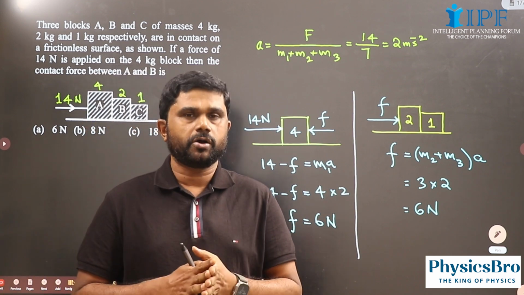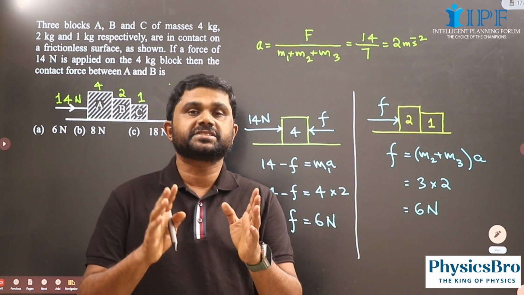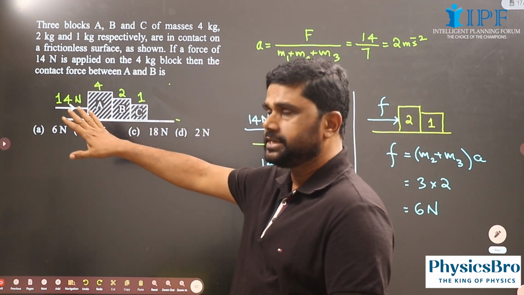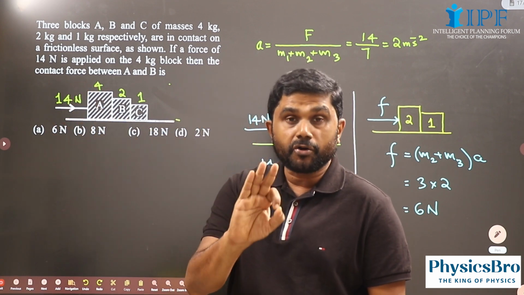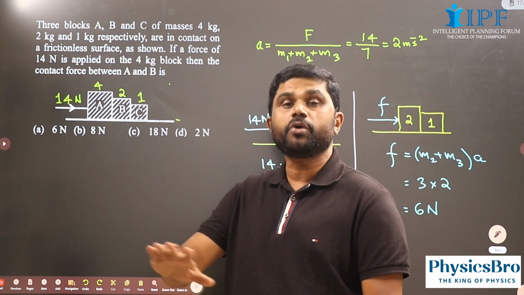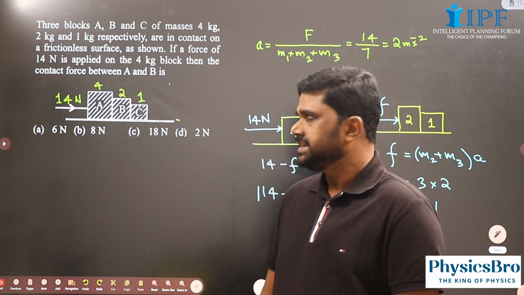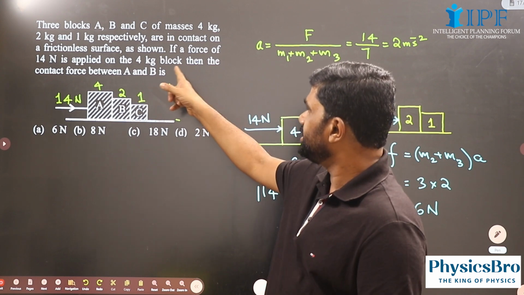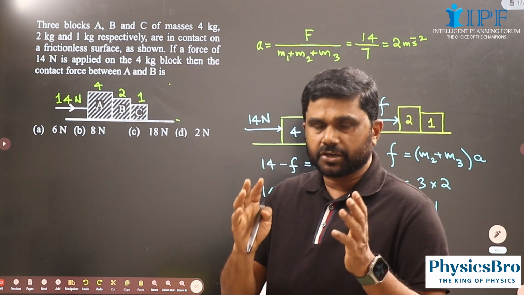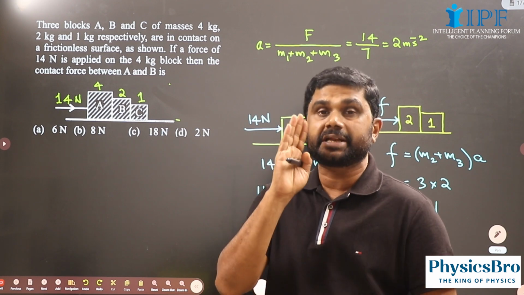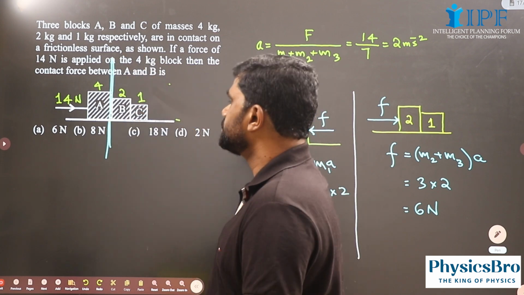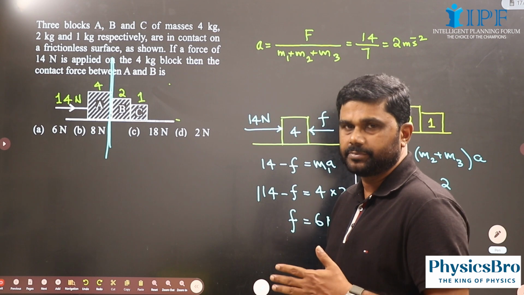So all the 3 blocks will be moving horizontally with the same acceleration, equal to 2 meter per second square. And capital F is the only external force acting on the system along the horizontal. There is no other horizontal force acting on it. Now we have to find the contact force between A and B. Wherever we want to find the contact force, we have to split the system at that interface. Here we have to find the force between A and B. So let's split the system at that interface.